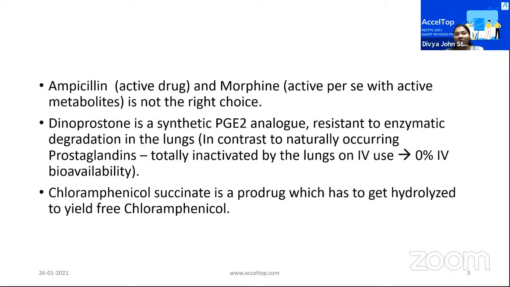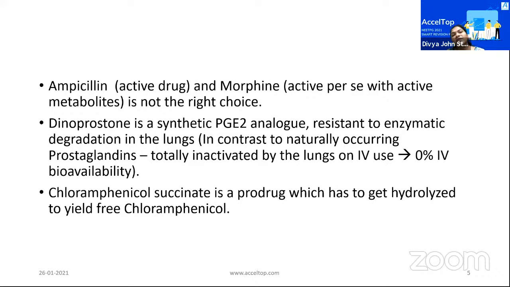So when we look at the options, ampicillin is an active drug and morphine is active per se, and its glucuronide conjugate is also active. So this will not be a prodrug concept. It is active, right? So it will not fit into the answer key. And dinoprostone is a synthetic prostaglandin E2 analog. So this is resistant to enzymatic degradation in the lung, in contrast to naturally occurring prostaglandins. So if we were to give a naturally occurring prostaglandin PGE2 via IV, it will be inactivated in the lung. So its bioavailability will become 0.